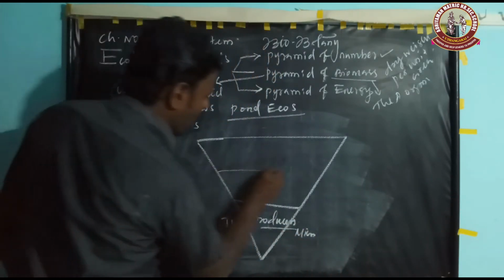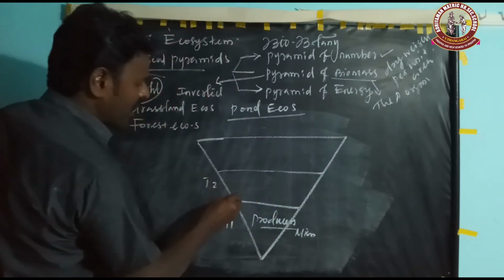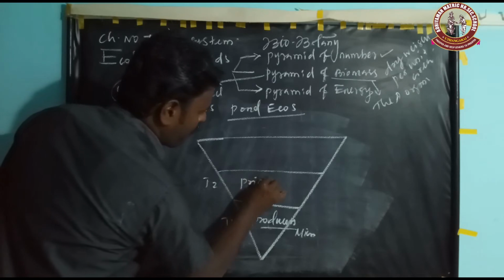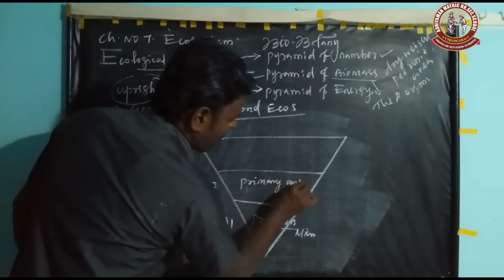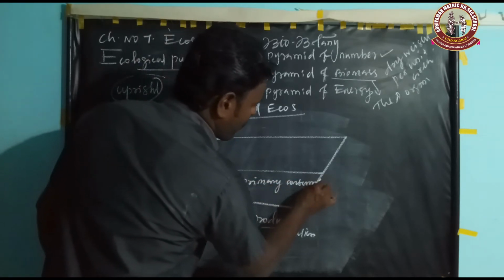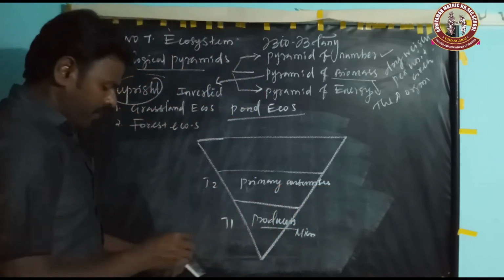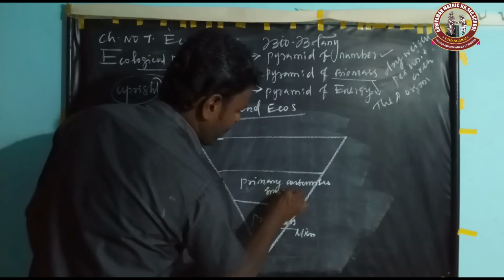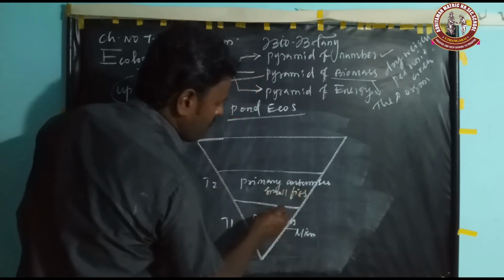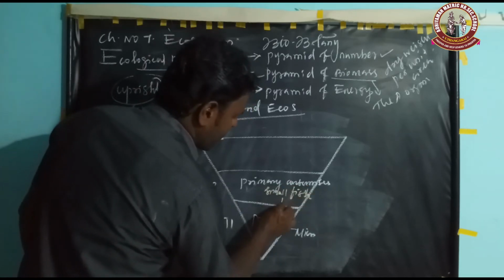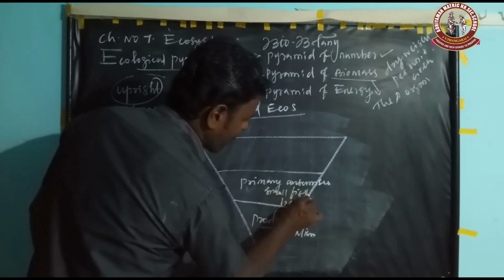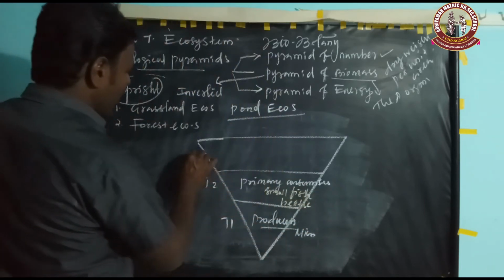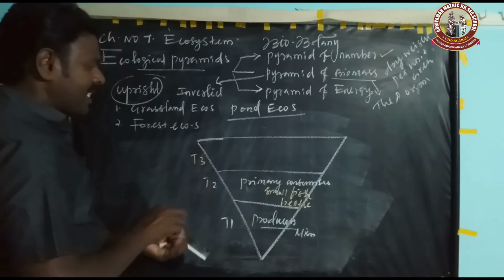And then trophic level 2. Trophic level 2 is the primary consumer. The primary consumers feed on the producers, for example small fish, some kinds of beetle, etc. They feed on the producers. And then trophic level 3 is the secondary consumer.